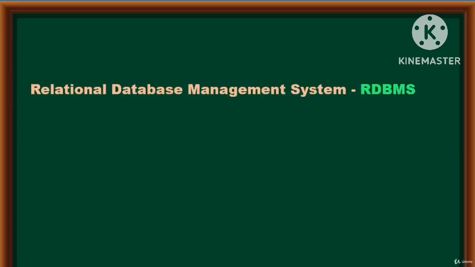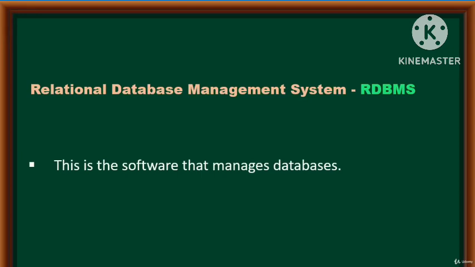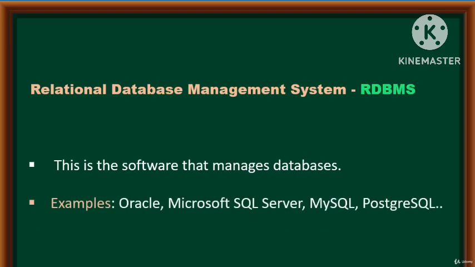Next, we're going to look at what a relational database management system is, also referred to as RDBMS for short. A relational database management system is basically software that is used to manage databases. So there are several types of relational database management system depending on the vendor. Examples include Oracle, Microsoft SQL Server, MySQL, PostgreSQL, and many others.